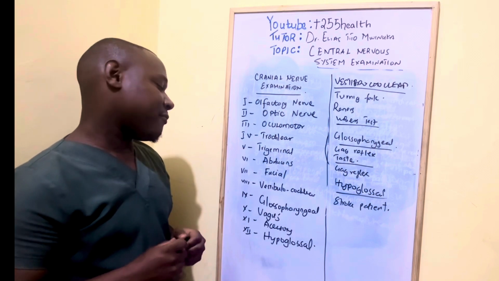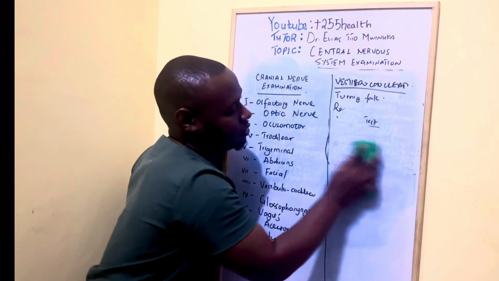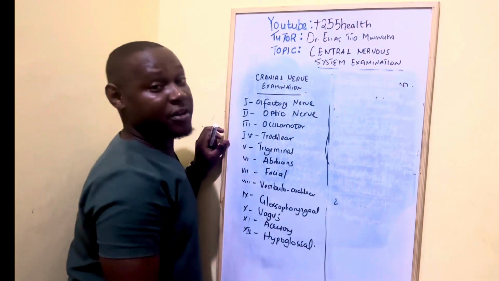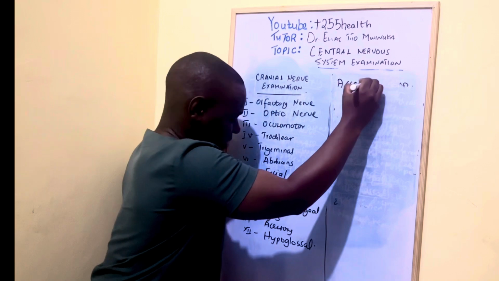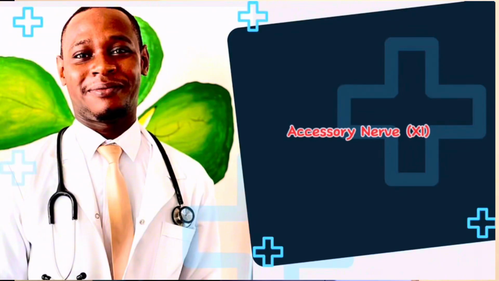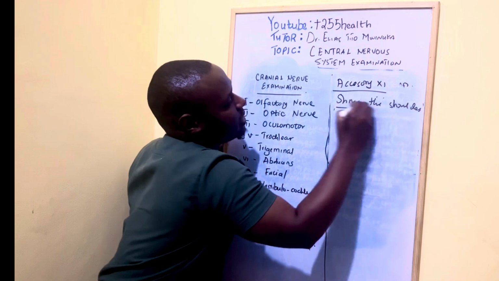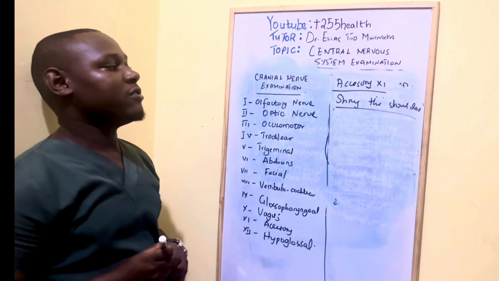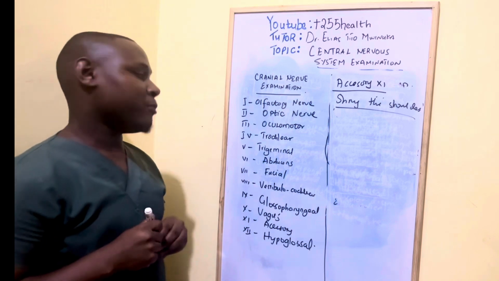And then you have your accessory nerve, which is cranial nerve number 11. You can ask the patient to shrug the shoulders. This will test the accessory nerve if the patient is able to shrug the shoulders against resistance.